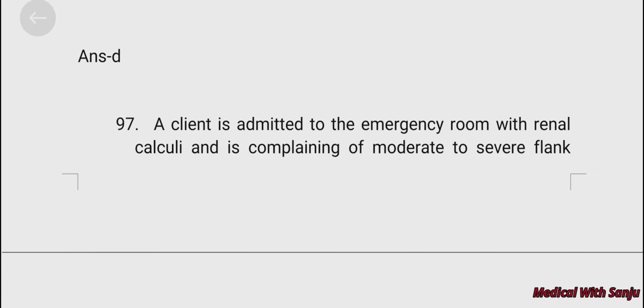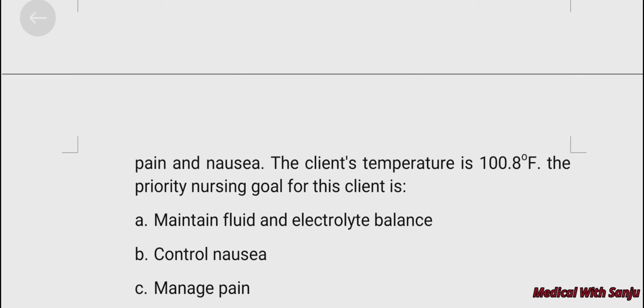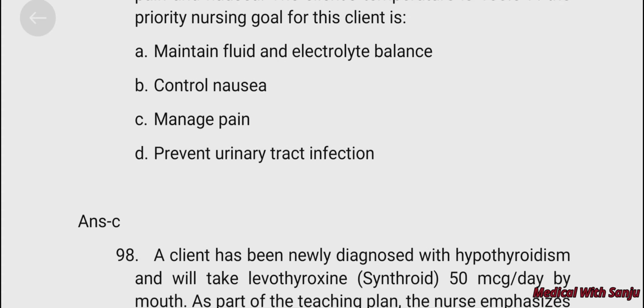Question number 97. A client is admitted to the emergency room with renal calculi and is complaining of moderate to severe flank pain and nausea. The client's temperature is 100.8 degrees Fahrenheit. The priority nursing goal for this client is option A, maintain fluid and electrolyte balance, option B, control nausea, option C, manage pain, and option D, prevent urinary tract infection. The right answer is option C. The immediate goal of therapy is to elevate the client's temperature.